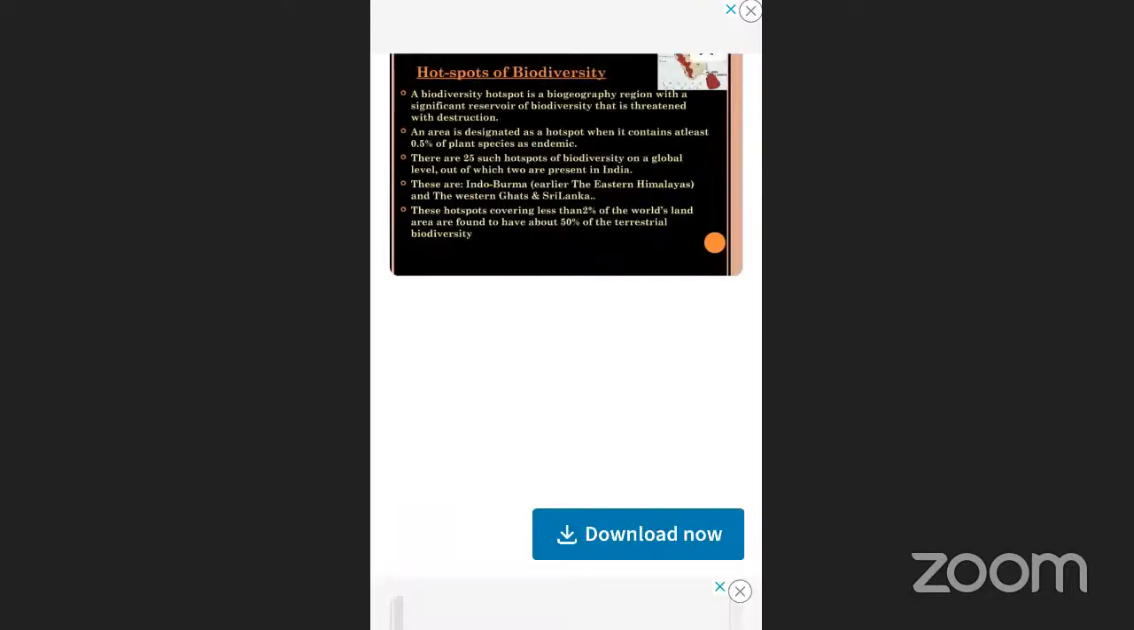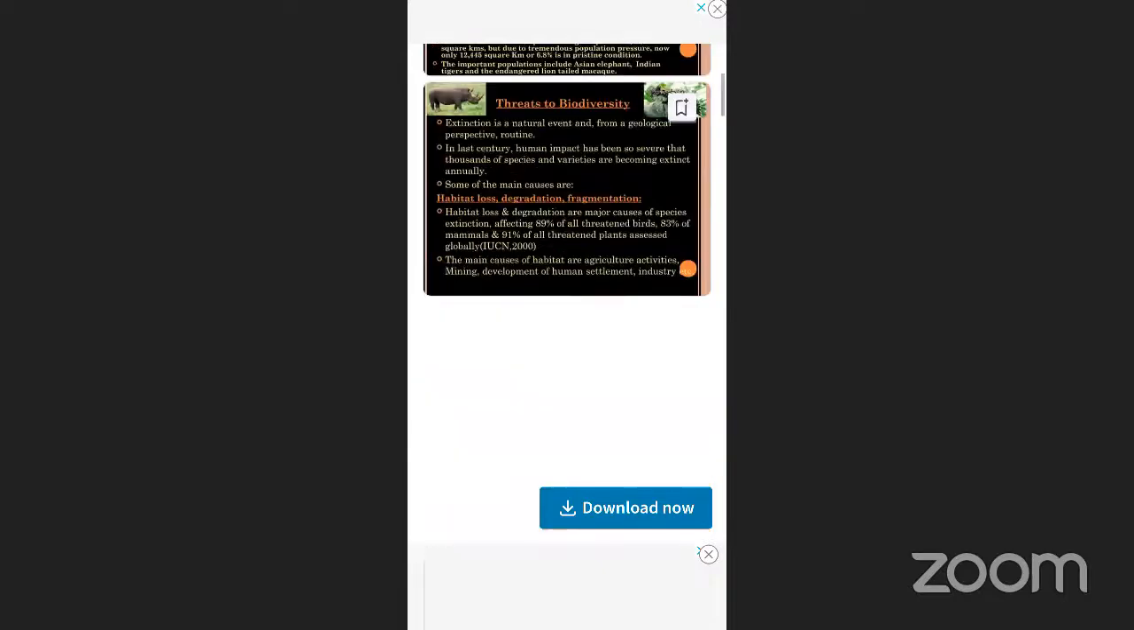These are the hotspots in deforestation, one of the major causes of the threat to biodiversity. Threats to biodiversity: next one, poaching of wildlife. These are some of the demerits of the loss of biodiversity. Man-wildlife conflicts.